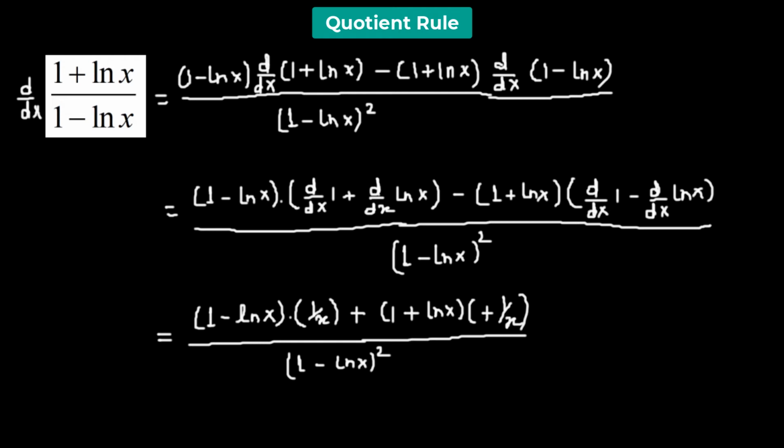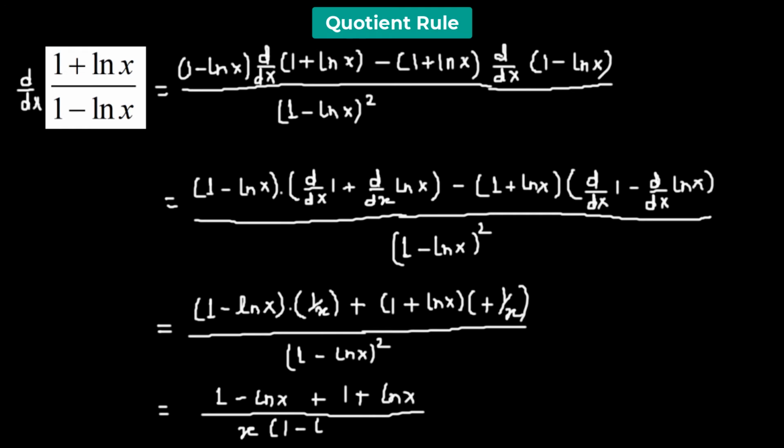And what we can do, we can take 1 over x as the common factor, so that will leave us with 1 minus log of x plus 1 plus log of x in the numerator, and in the denominator we have the common factor x times 1 minus natural log of x whole squared. So the log of x gets cancelled, and finally we get 2 over x times 1 minus natural log of x whole squared. So this is the derivative of the given function with respect to x. Now let us move on to the next question.